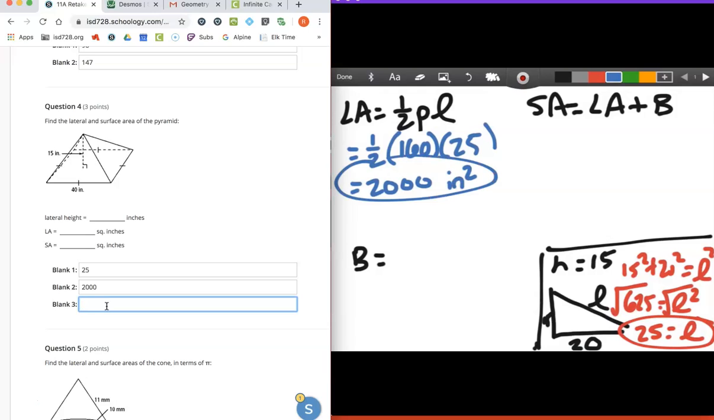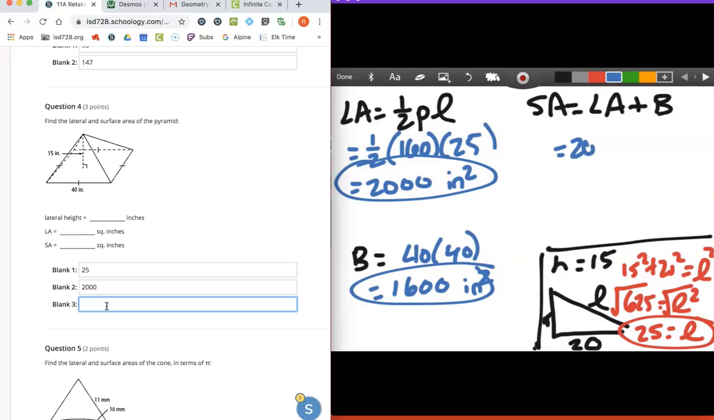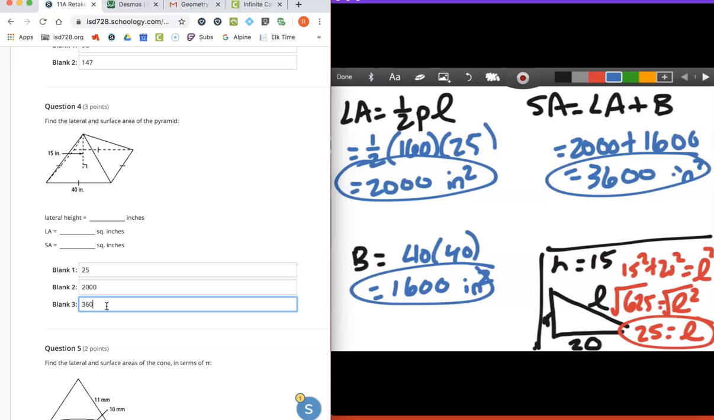The base, again, we have a square again. 40 times itself, or 1,600 square inches. So the surface area is adding those two up: 2,000 plus 1,600, or 3,600 square inches. Sometimes they give you the wrong height. For surface area, the inside height is the wrong height. We want the outside height. For volume, it's going to flip.